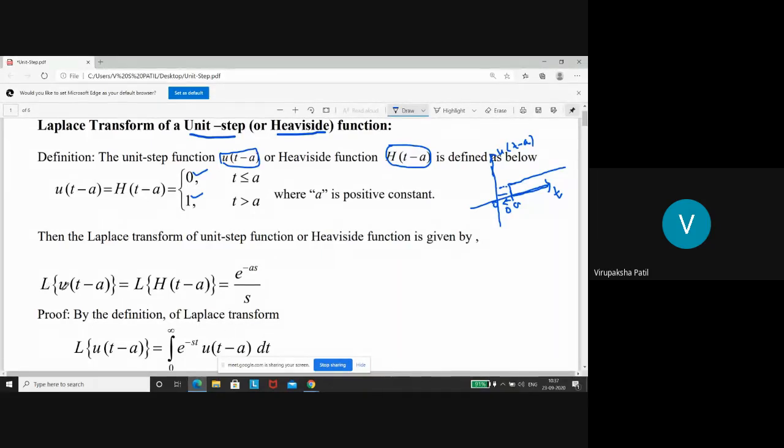Next, the Laplace transform of a Heaviside function or unit step function is given by L of u of t minus a, or L of h of t minus a, equal to e to the power minus as divided by s. Now let us see how you get this.